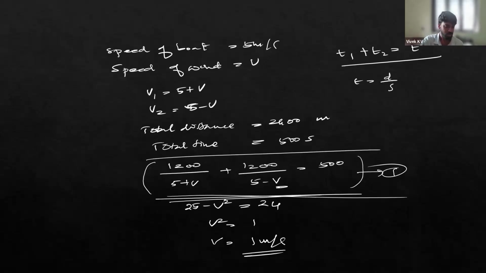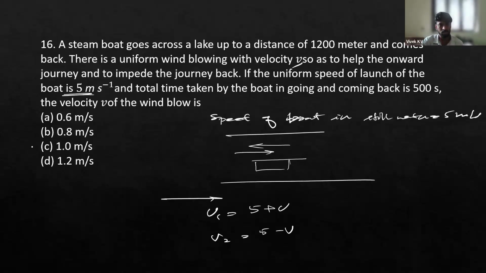On taking the LCM, we get 12,000 by 25 minus v square equal to 500. Rearranging, 25 minus v square equals 24, so v square will be equal to 1. If you look at the options, option C is the correct answer. So 1 meter per second is the velocity of the wind in this particular question.